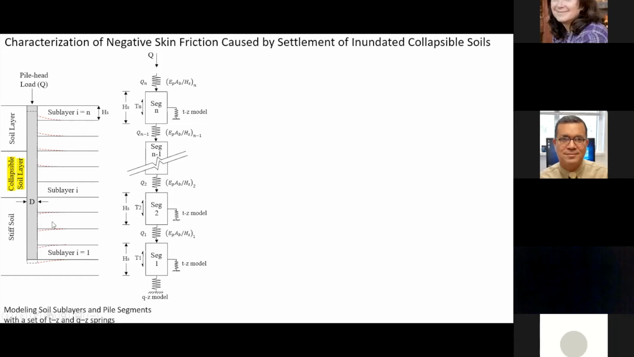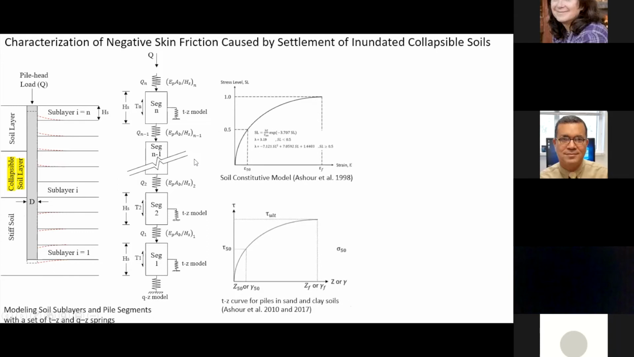Our modeling, in fact, the model that I'm going to show to you, is going to track this kind of behavior to locate where the negative and positive skin friction are going to develop on the pile skin. In order to do this, we do it in a mobilized fashion, in an incremental way. So if you are dealing with the soil in a mobilized fashion, this means that you have to have a stress strain curve. This is our stress strain curve that was developed more than 20 years ago, and we use it in many published research.